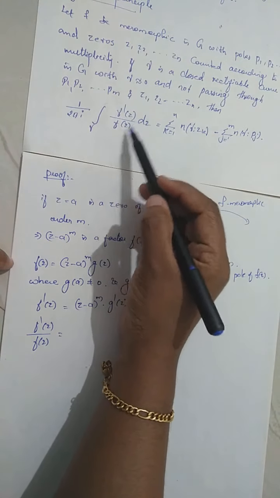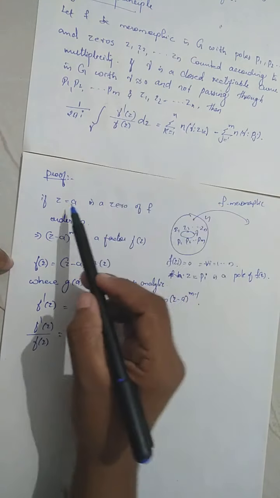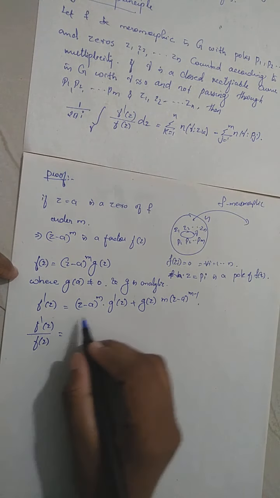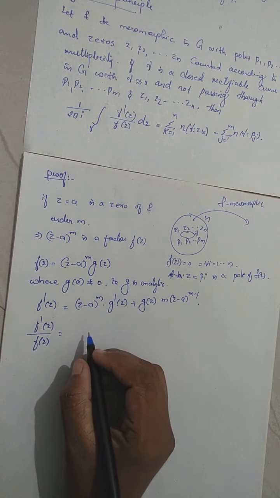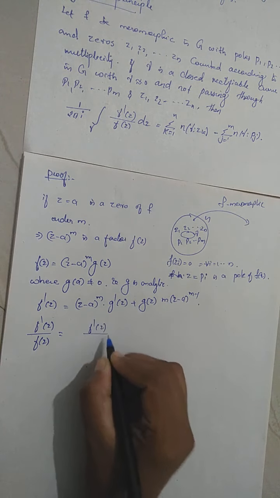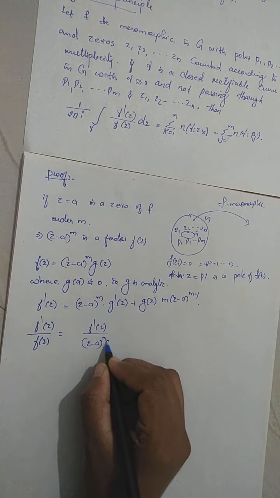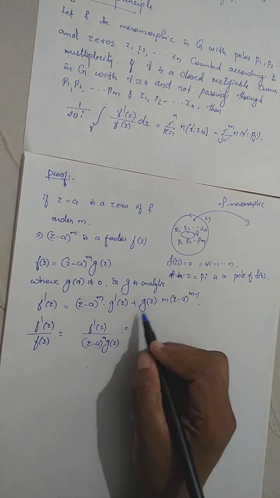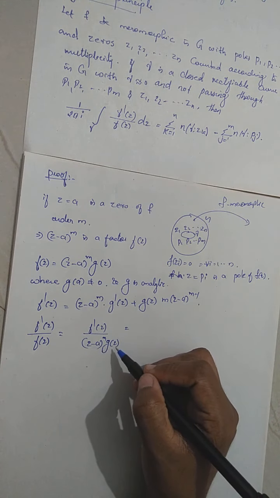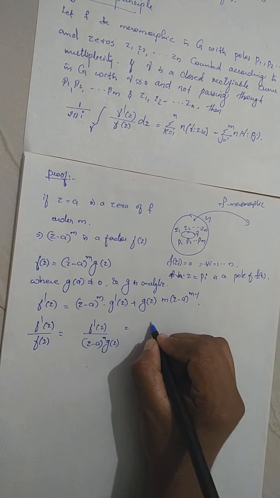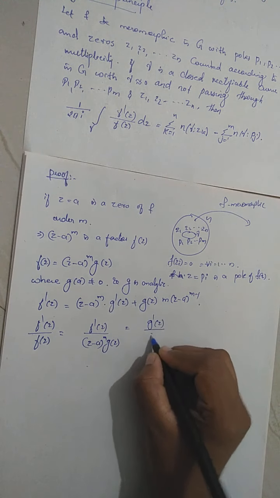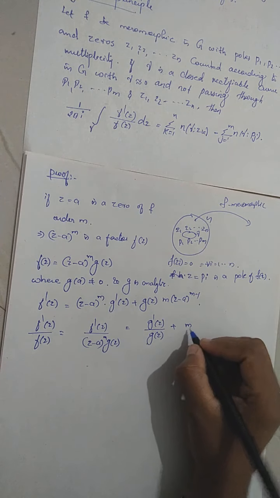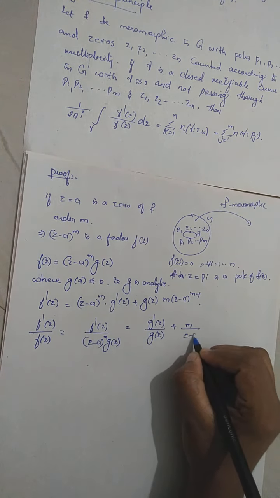So what will happen, in this ratio, when z equal to a is a 0 of the function, then f dash z divided by f z can be written by dividing each term by f z. And what is f z? f z is equal to (z minus a) raised to m into g z. When you divide each term of this sum by (z minus a) raised to m into g z, it is of the form g dash z divided by g z, plus m divided by z minus a.